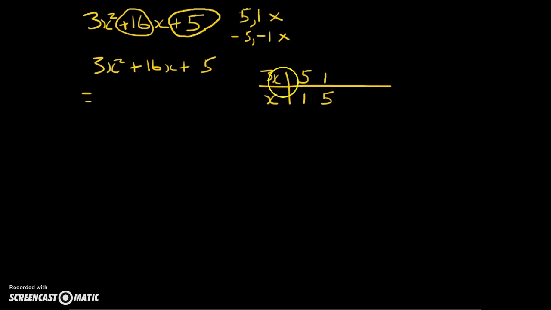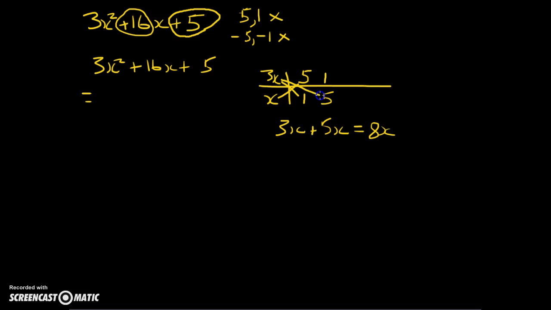Right, now what we do, we multiply across, so 3x multiplied by 1 is 3x, x multiplied by 5 is 5x, and what we do is we add those terms together. So 3x plus 5x gives us 8x, and we check to see if it gives us the x term in the middle. Unfortunately, in this case, it doesn't. So we get 8x, but we actually want 16x.